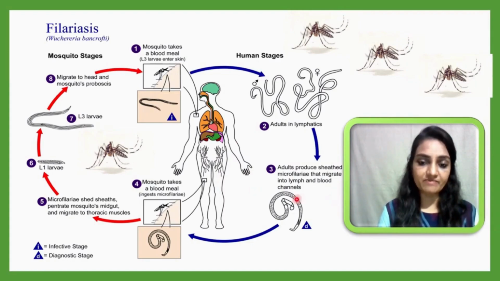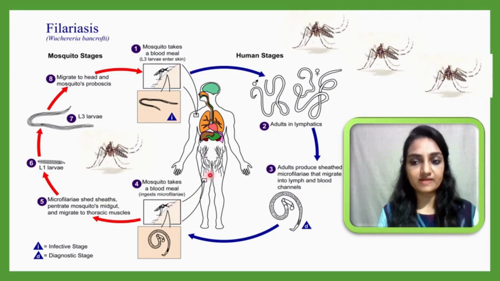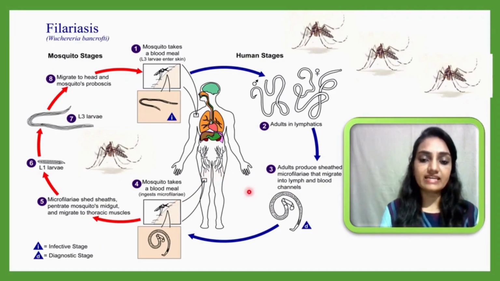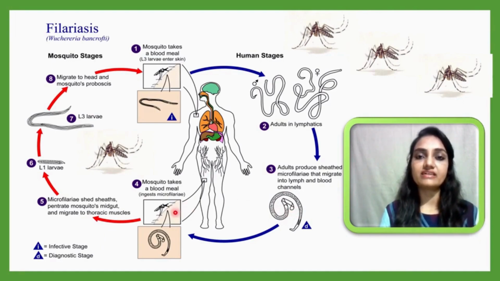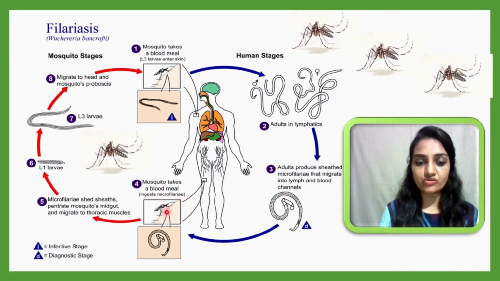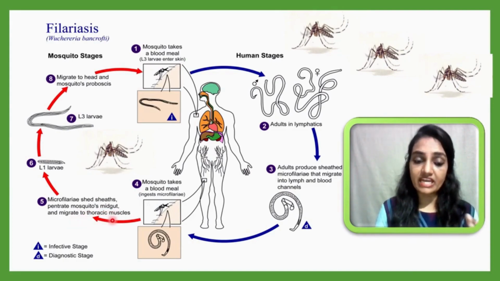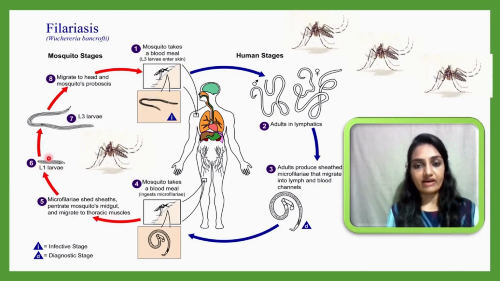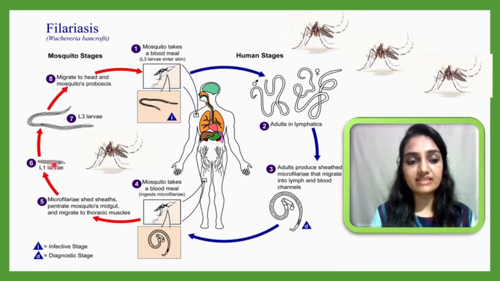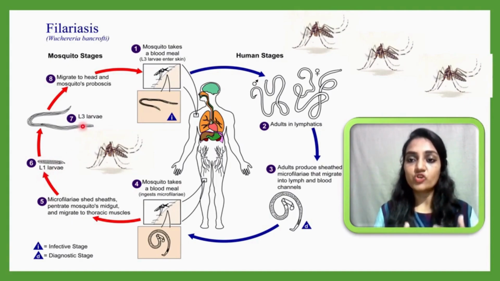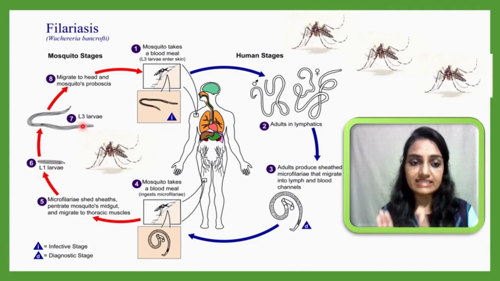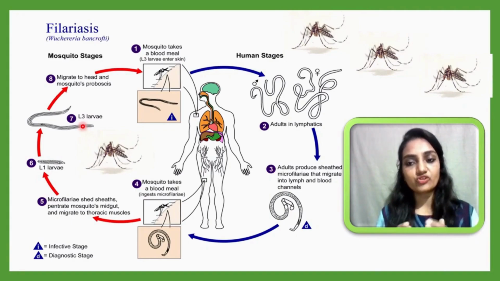At that time, if a Culex fatigans mosquito bites this person, means it sucks blood from this person, these microfilariae will enter the gut of the mosquito. After entry into the mosquito gut, they remove the sheath surrounding them, enter the midgut of the mosquito, and migrate to the thoracic muscle. After that, they develop into L1 larva, and finally this L1 larva develops into L3 larva. After developing into L3 larva, these migrate to the mosquito's proboscis.